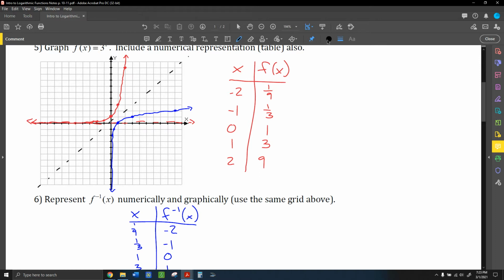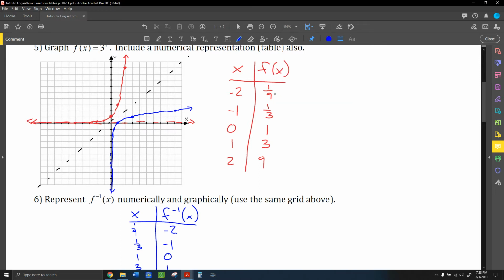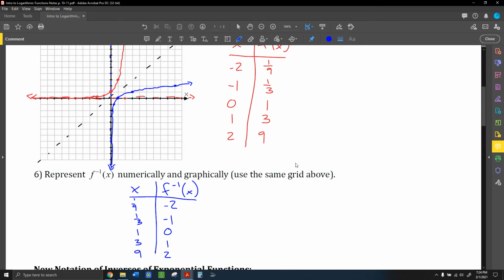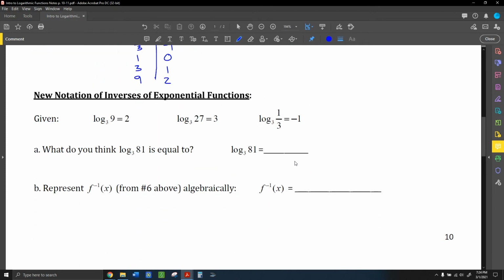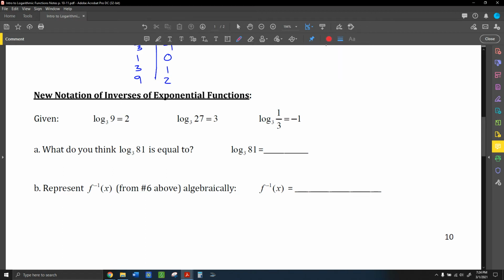And you might also notice that instead of a horizontal asymptote, our inverse has a vertical asymptote, x equals 0, where the function gets really, really close to the y-axis but never crosses. So let's take a look at exactly what that inverse is. So this new notation for our inverse functions for exponentials is logarithmic functions.